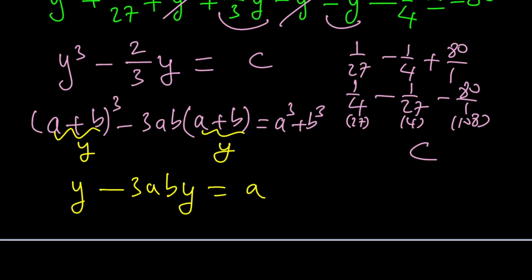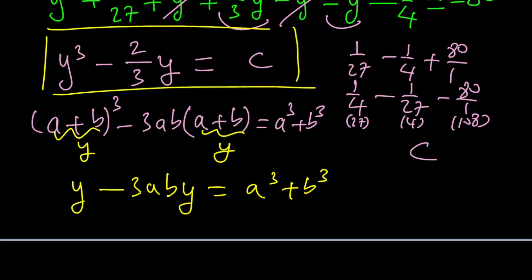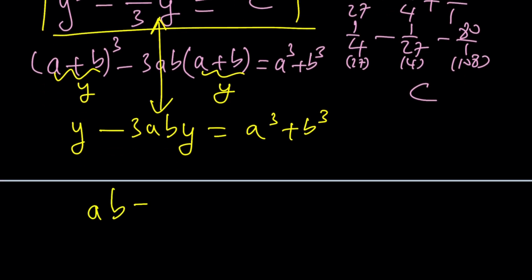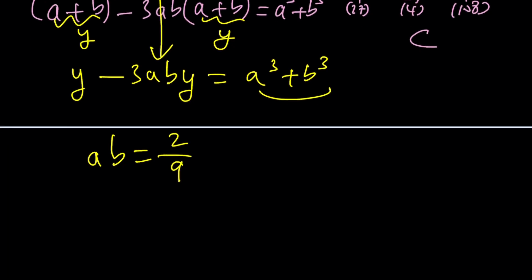But guess what? Y is a solution. So y is a plus b. So whatever solution you get from here will be a plus b. So we need the values of a and b. What does that mean? It means that we can compare the coefficients of y here because these equations are equivalent, which means 3ab is 2/3 or ab is equal to 2/9. And a cubed plus b cubed is equal to c, whatever that constant is.